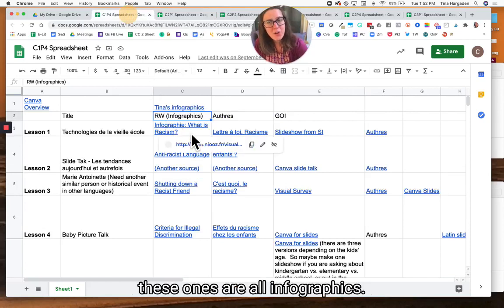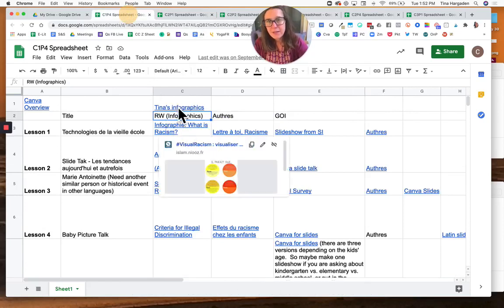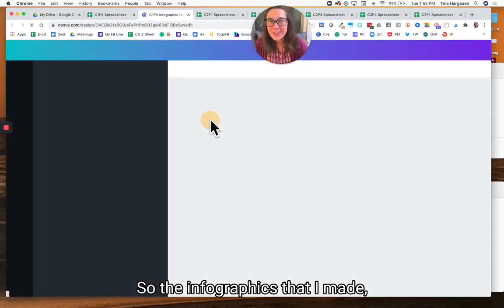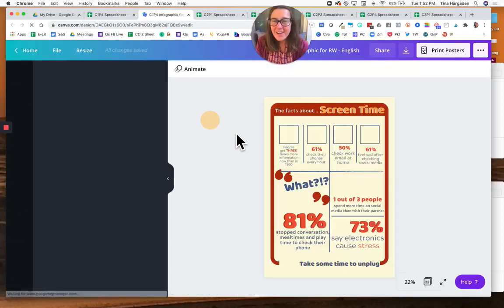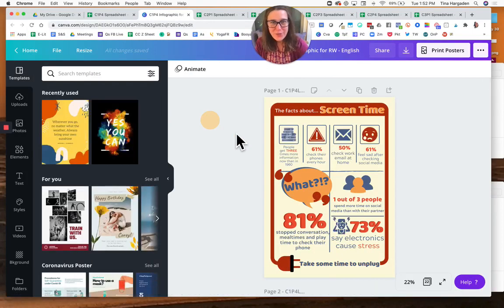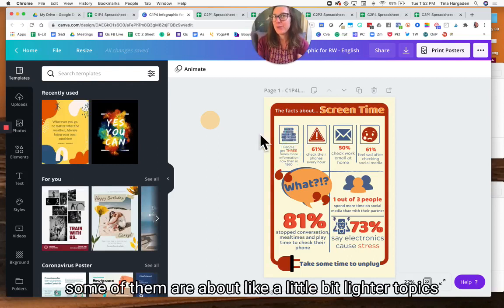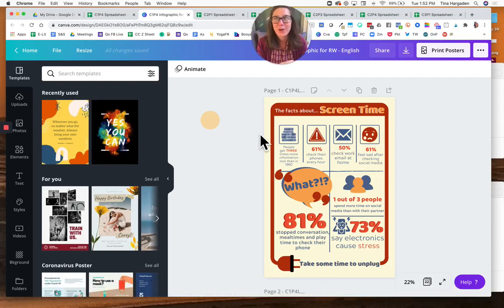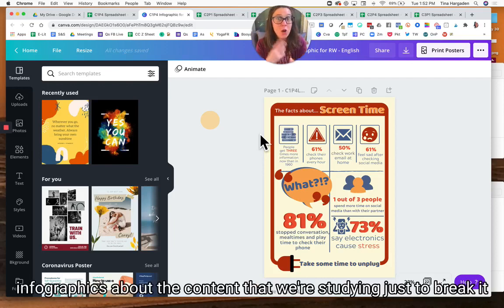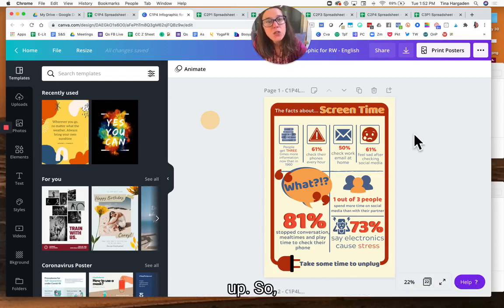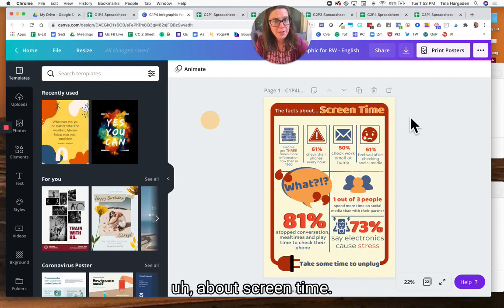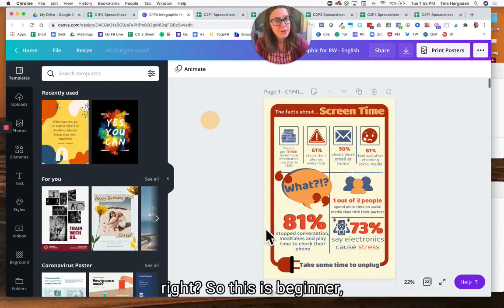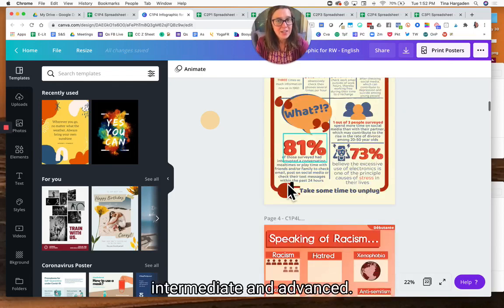So anyway, these ones are all infographics. It says here Tina's infographics. Let's just check that out. The infographics that I made look like they're all in English. Some of them are about lighter topics, because they were originally all about race and racism, and then we thought, maybe we should have some infographics about the content that we're studying, just to break it up. So this is about screen time. Obviously, it goes with technologies of the old school versus now. These are all leveled, so this is beginner, intermediate, and advanced.